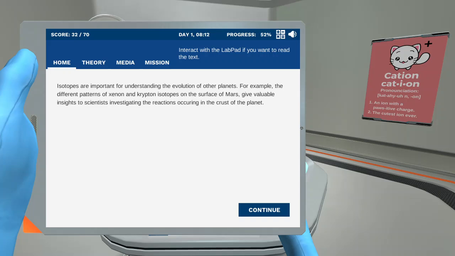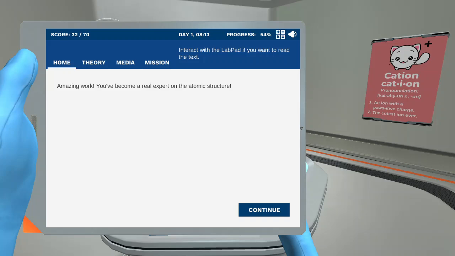Isotopes are important for understanding the evolution of other planets. For example, the different patterns of xenon and krypton isotopes on the surface of Mars give valuable insights to scientists investigating the reactions occurring in the crust of the planet.